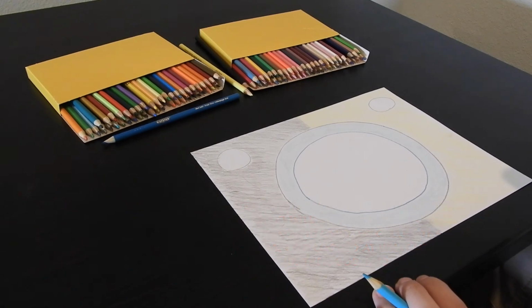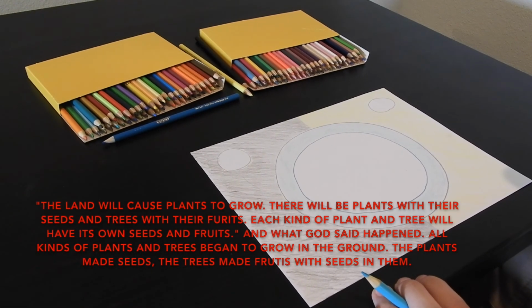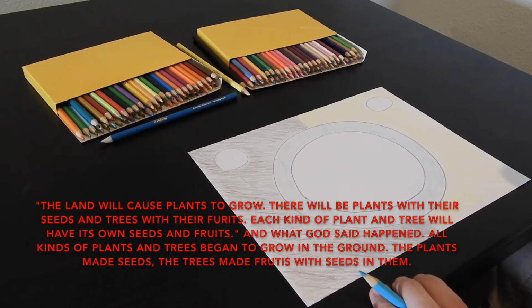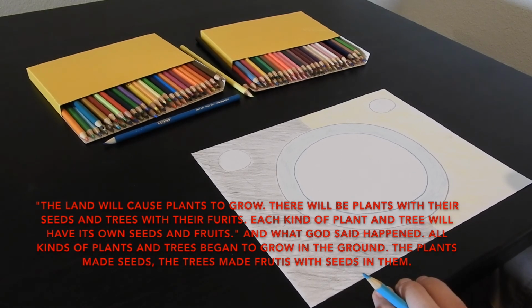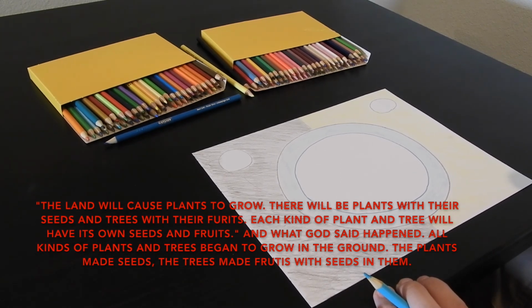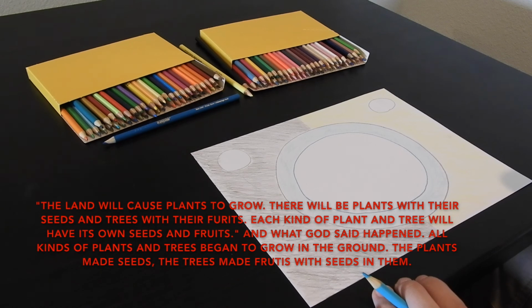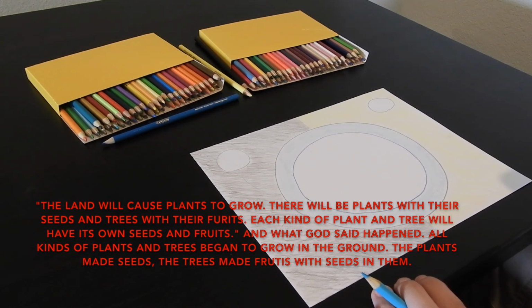Then God said, 'The land will cause plants to grow. There will be plants with their seeds and trees with their fruits. Each kind of plant and tree will have its own seeds and fruits.' And what God said happened. All kinds of plants and trees began to grow in the ground.